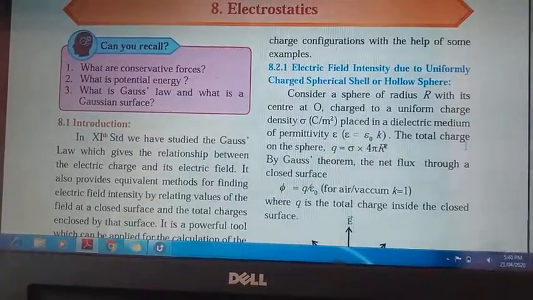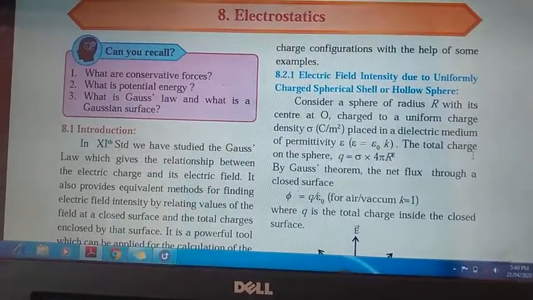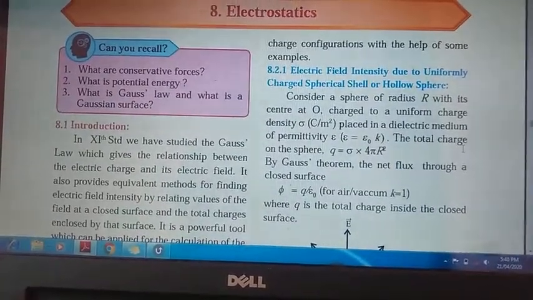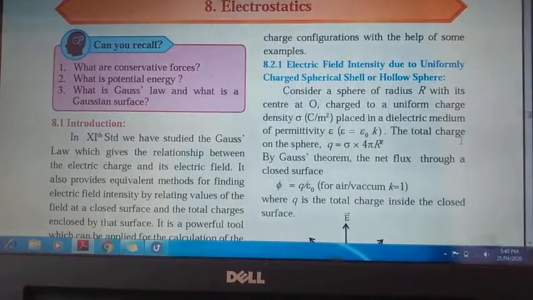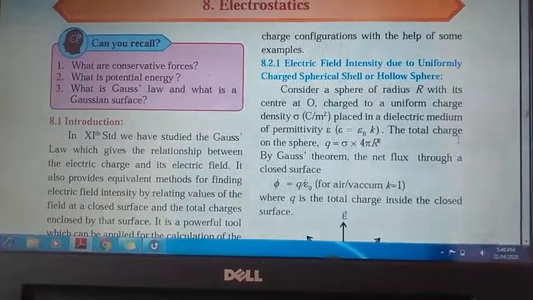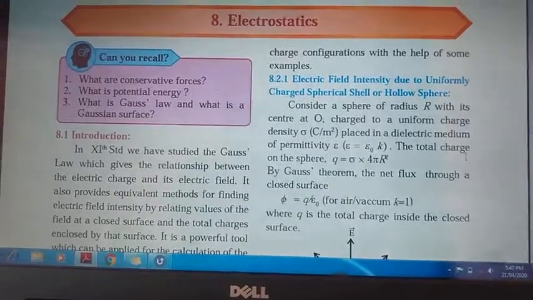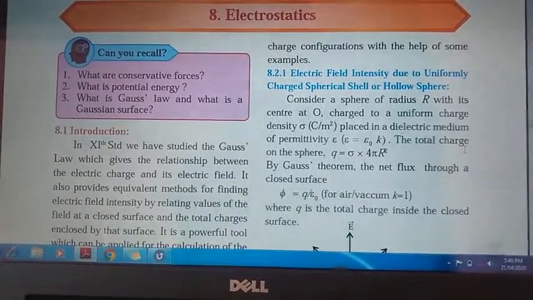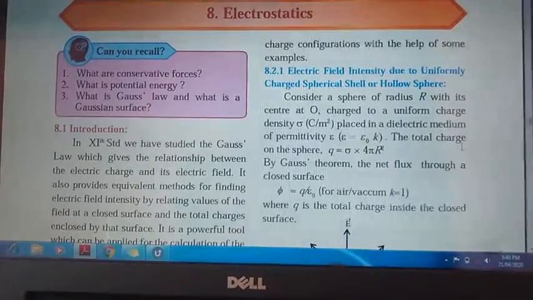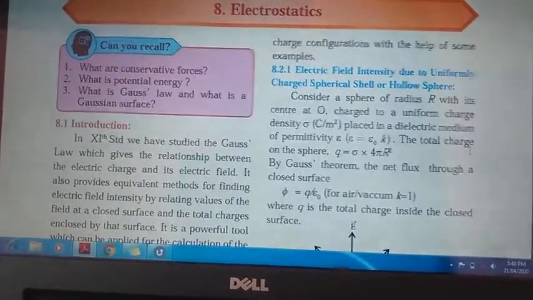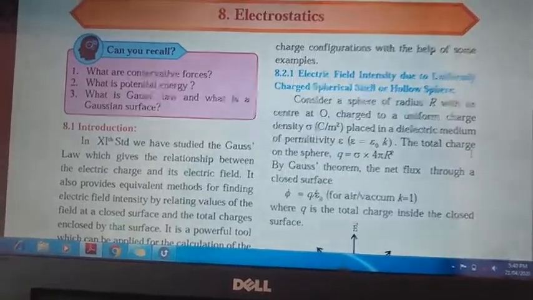During this lockdown period when I cannot teach you face to face, in such a time I would like to take the chapters for which you have a strong base. As you have learned the basics of electrostatics, we can move on to the next level, that is chapter 8, electrostatics. First of all, you should revise your 11th standard electrostatics chapter.